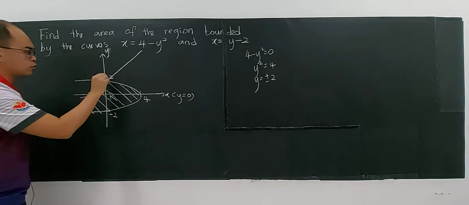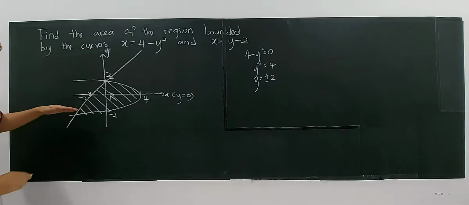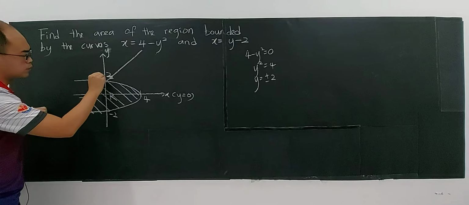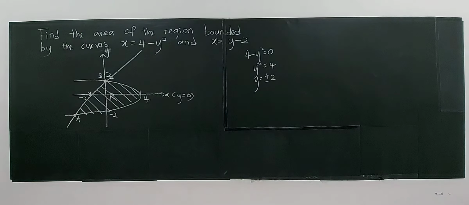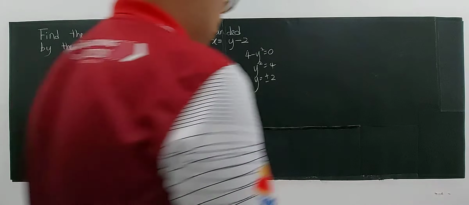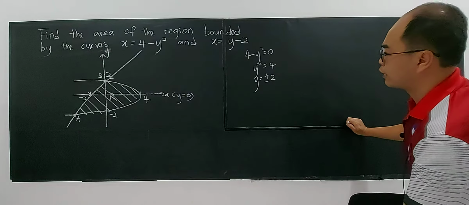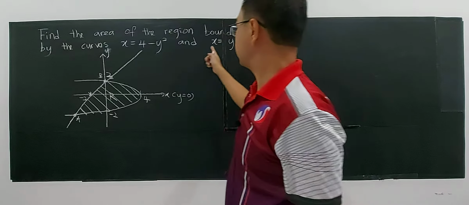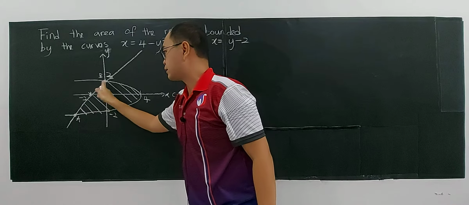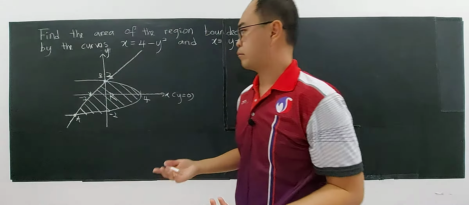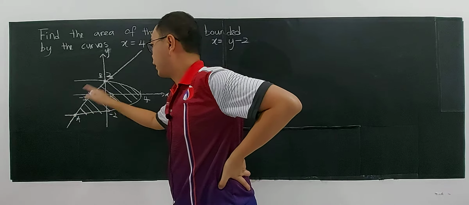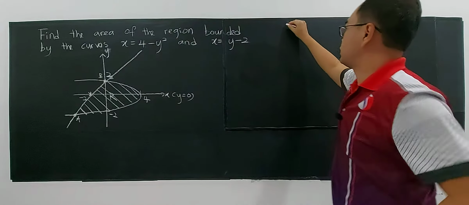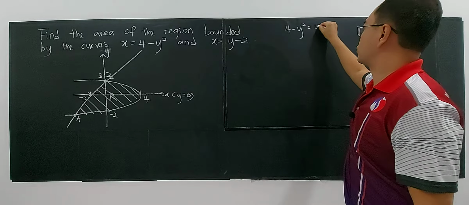Very important. I know that one of the intersection points here is 2, but I don't know what the value is here, at this point A, but I know point B. So definitely I need simultaneous equations to help me. Because at the intersecting point, the x and the y value will be the same, so I can equate x to this x here. That means 4 minus y squared equals y minus 2.